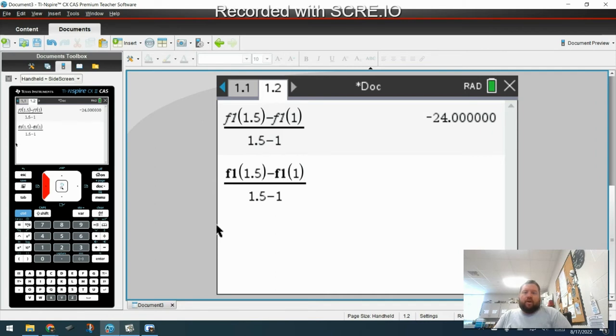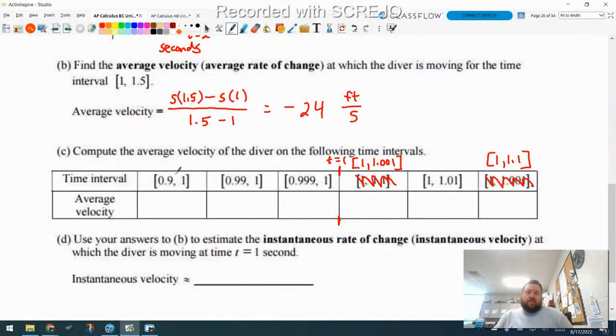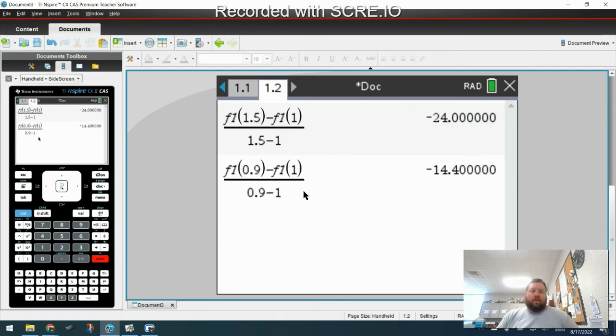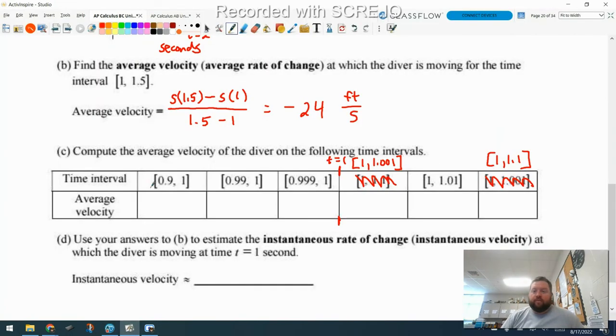So we're going to do 0.9. I'm going to do that down here as well. And you'll notice that I'm doing it in a different order here. I'm doing the first one first and the second point second. And like I said up here, it doesn't matter what order, as long as you match it as the same. So I have my 0.9s in the first spot and the 1s in the second spot. Negative 14.4. So I'll write that here.